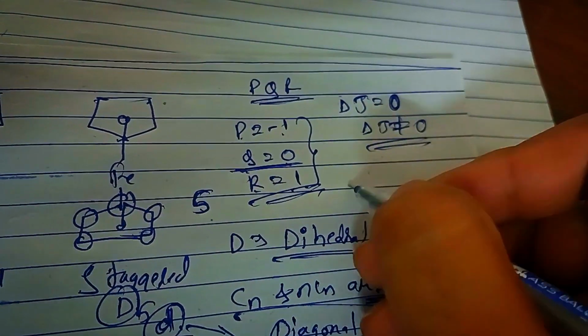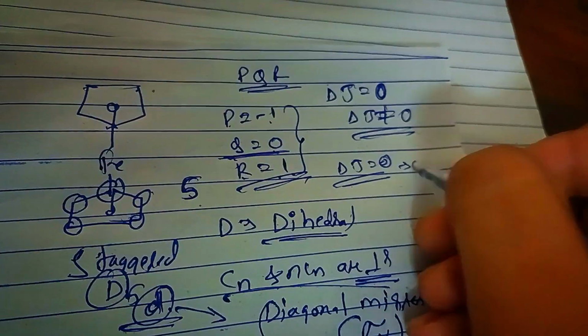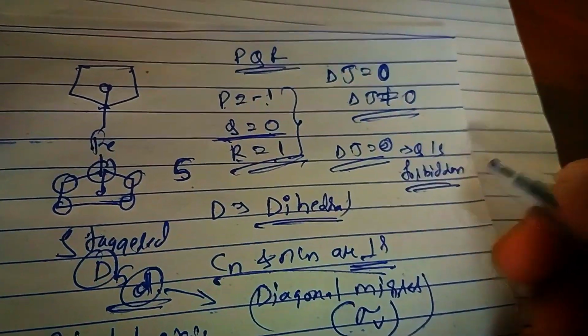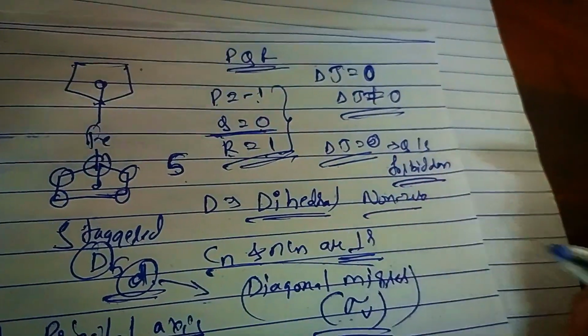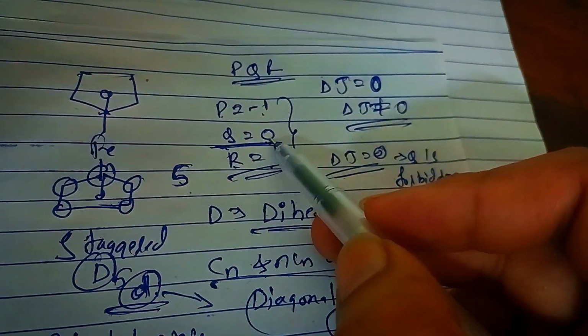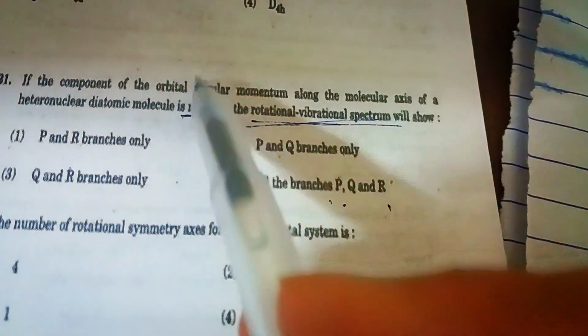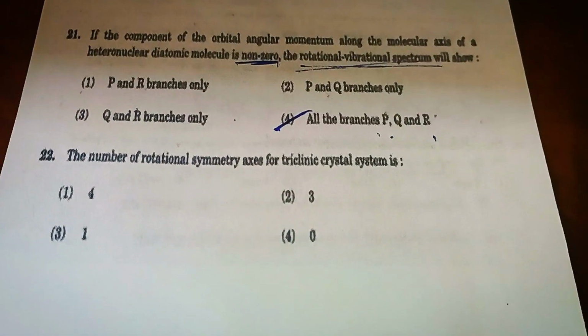So if delta J is equal to 0, then Q is forbidden. But here they are telling that it is non-zero. Hence here Q will be an allowed transition. So here all three branches P, Q, R will be allowed, since here it is non-zero, hence all three are present. Okay.